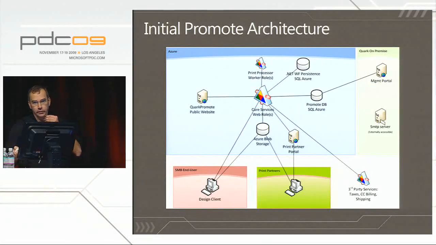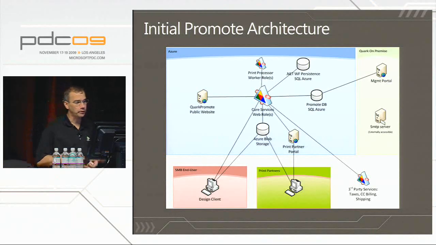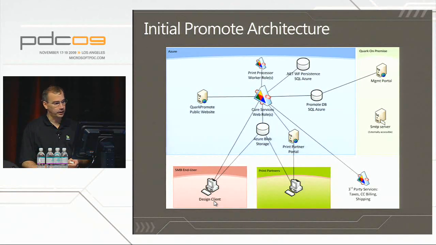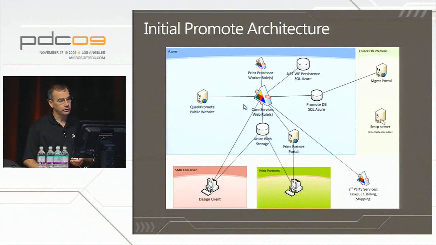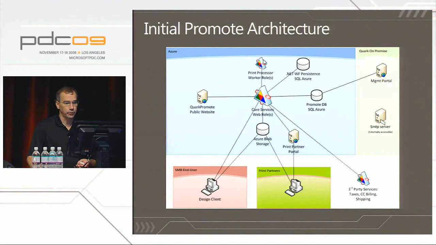What's our initial architecture look like? We have a conventional 3-tier architecture, UI tier, composed primarily of the public website, which is an ASP.NET website, our design client, which is a .NET WPF thick client, our services layer, which is composed of a set of core services deployed as web roles on Windows Azure, and a print processor, which is a set of worker roles also deployed on Windows Azure.